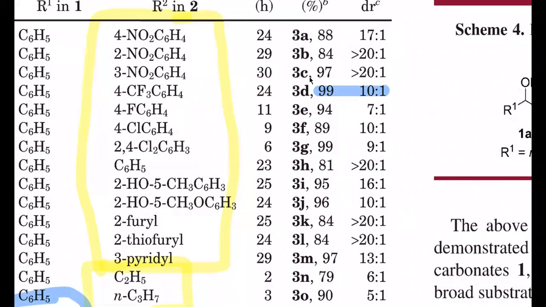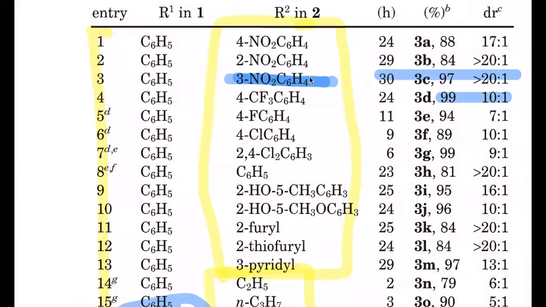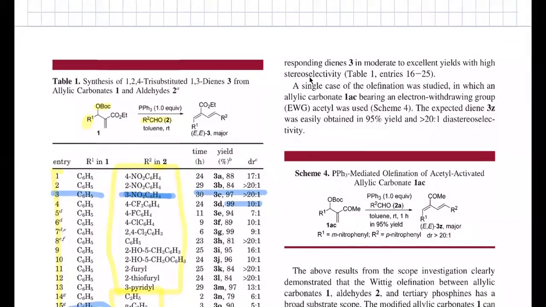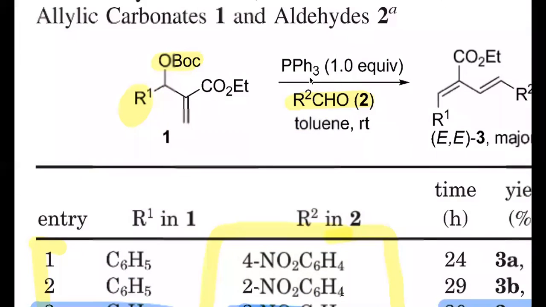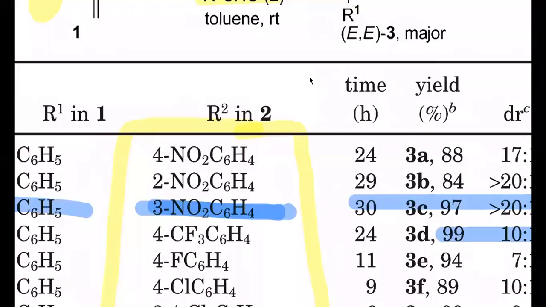Right here, you get greater than 20-to-1, 97% yield. And that's with a meta-nitro benzaldehyde, and let's look at the other. So here. So we can illustrate that. Let me see if I can find some room to do that. So for R right here, for that reaction, that's 97% yield and 20-to-1.